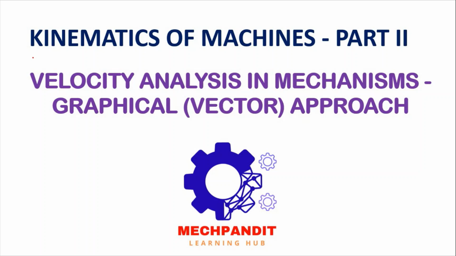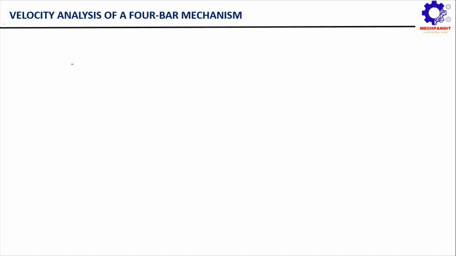So as you know, we have been covering the second part of the course Kinematics of Machines. The topic which we have picked up first for explanation is velocity analysis in mechanisms using graphical vector approach. We will start with the velocity analysis of a simple 4-bar mechanism.